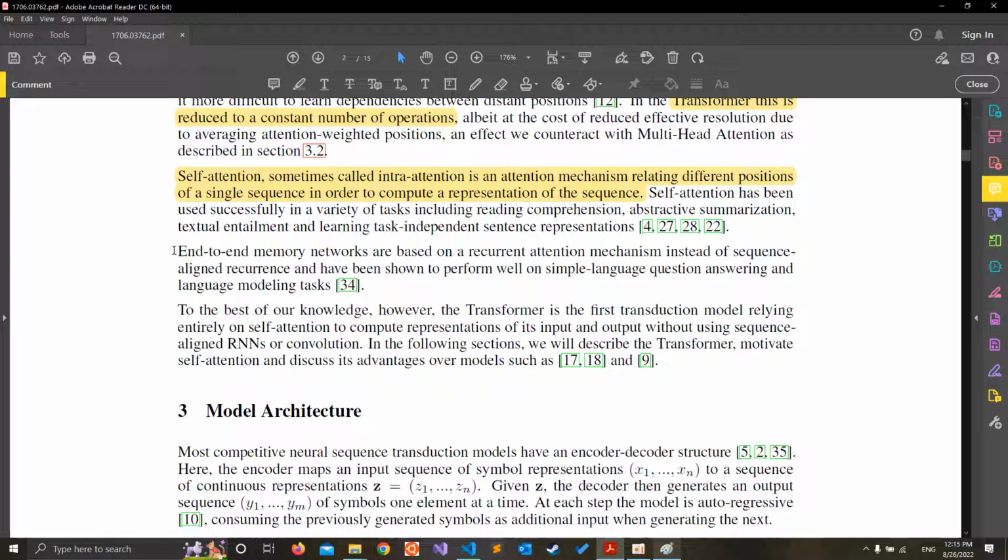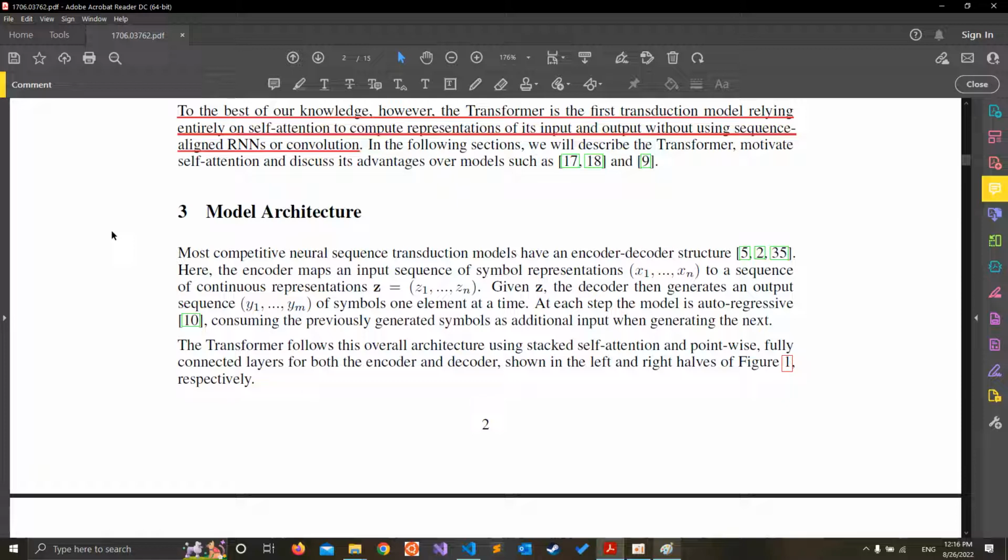To the best of our knowledge, however, the Transformer is the first transduction model relying entirely on self-attention to compute representations of its input and output without using sequence-aligned RNNs or convolution. So they're saying that although end-to-end memory networks rely more on the attention mechanism, they do not do that solely. The first model that is entirely based on self-attention, computing the complete representation of the input and output without sequence-aligned RNNs or convolutional neural networks, is the transformer architecture. So, in the next part, the model architecture, we are going to talk about how this model works in general.